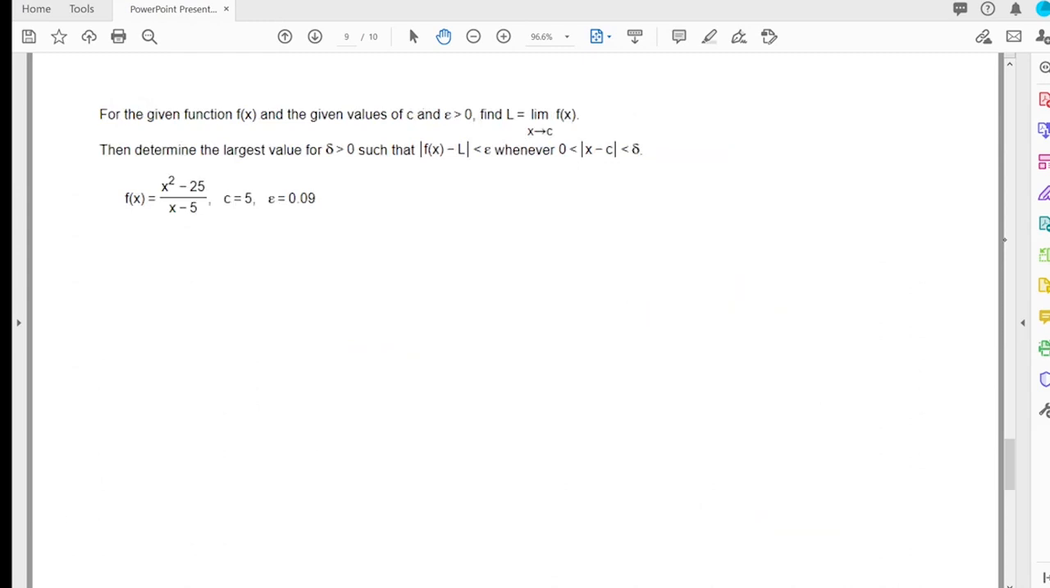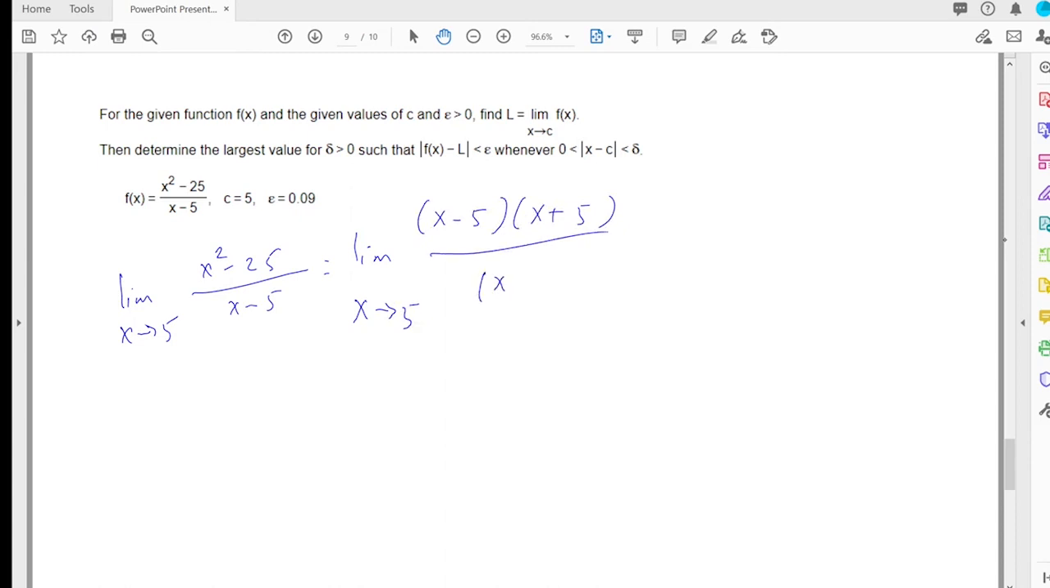So let's see another example to get one more practice. We have a given function f of x. When x approaches 5, we need to simplify this and find the limit of the function. What is the limit of this function when x approaches 5? The function is x squared minus 25 over x minus 5. Just simplify this: x minus 5 times x plus 5 over x minus 5. We can cancel this, and the limit would be 5 plus 5, which is 10. So that's L. The limit of this function is 10.